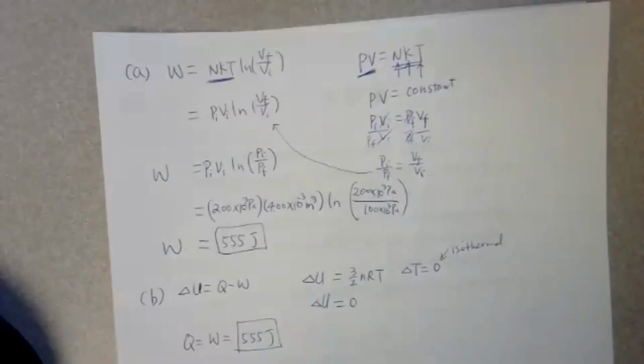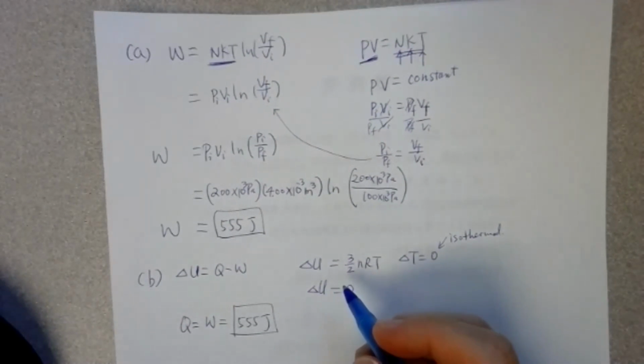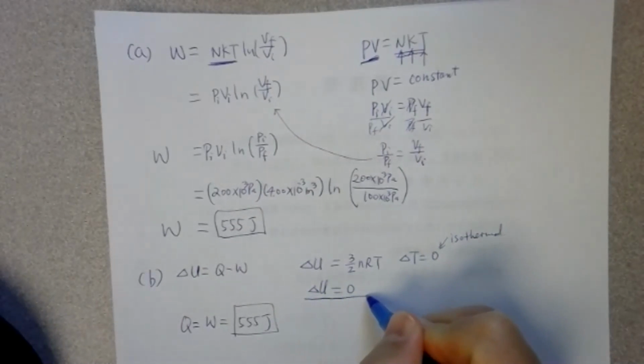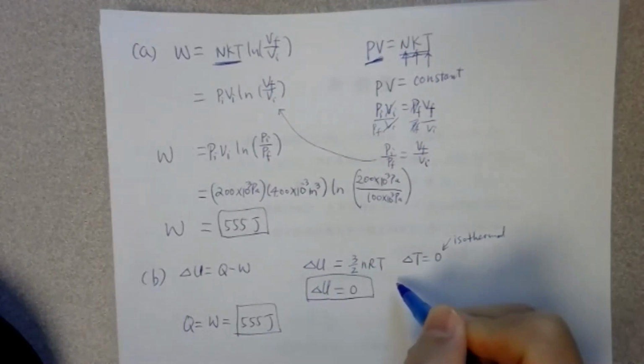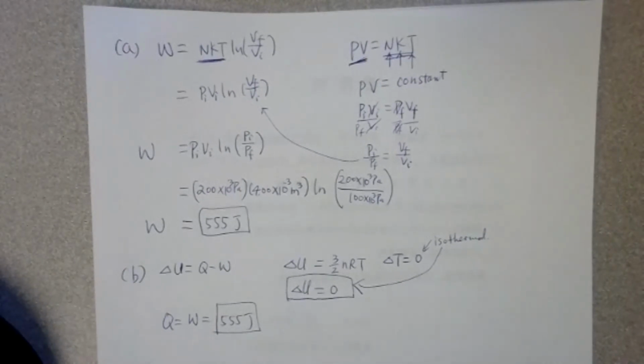So again, just remember, if this is an isothermal process for an ideal gas, then its change in internal energy is equal to 0. Okay, for an isothermal process. All right. Let me know if you have questions on this.